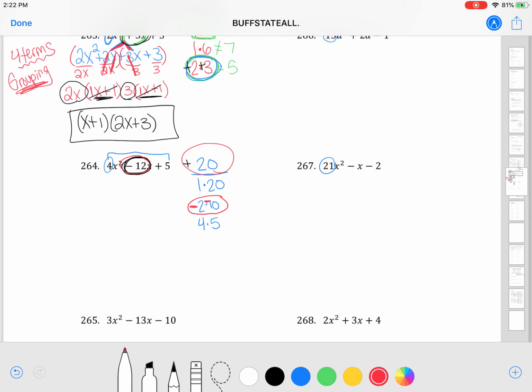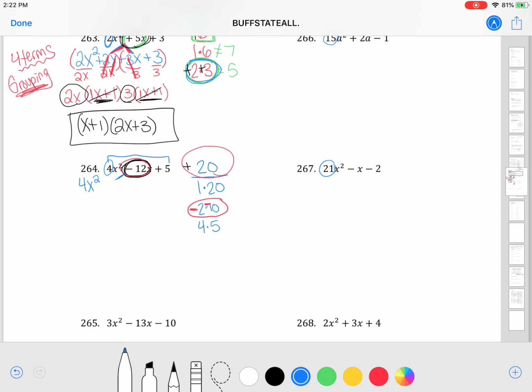Okay, so I'm going to set it up exactly like I set up the first one. What is nice about factoring is the process doesn't change. So I still start by bringing down the first term, 4x squared. Now I'm going to split that middle term up into the two numbers that I chose. So instead of minus 12x, I'm going to write minus 2x minus 10x. And then the plus 5 comes down.